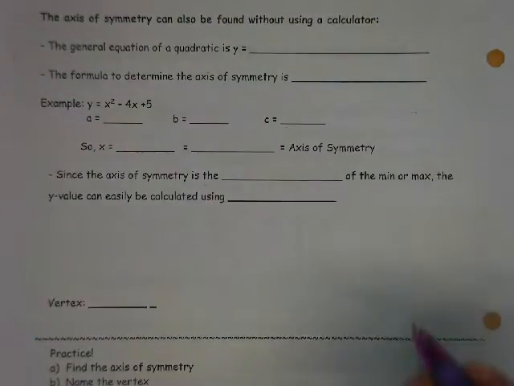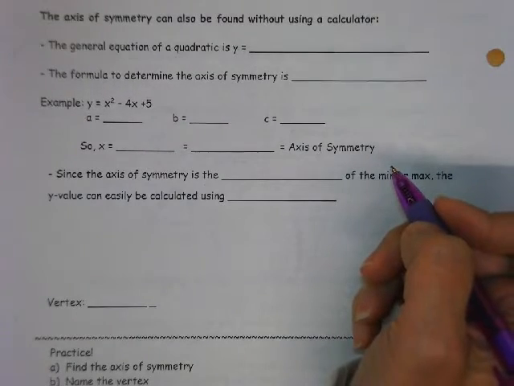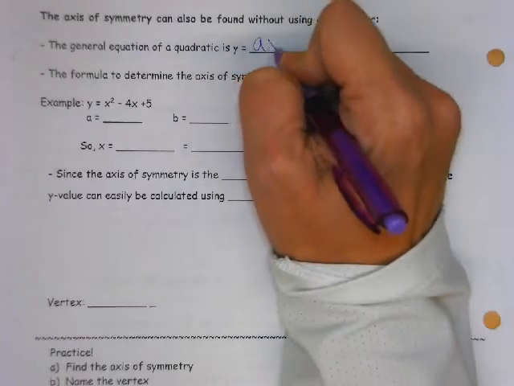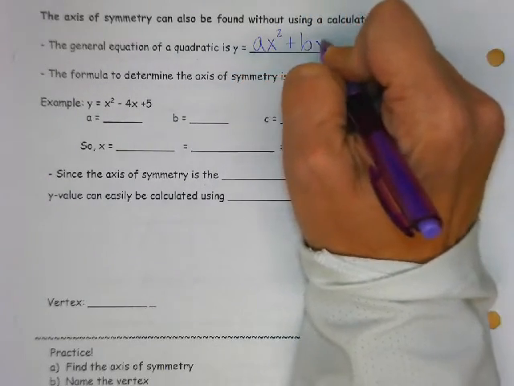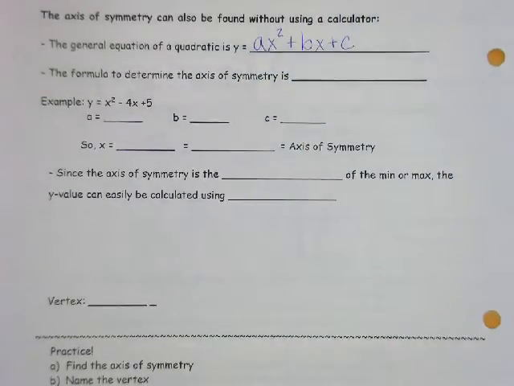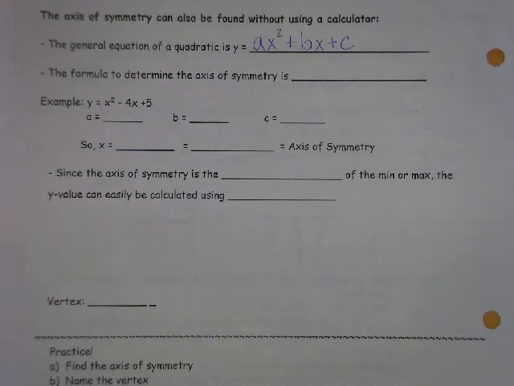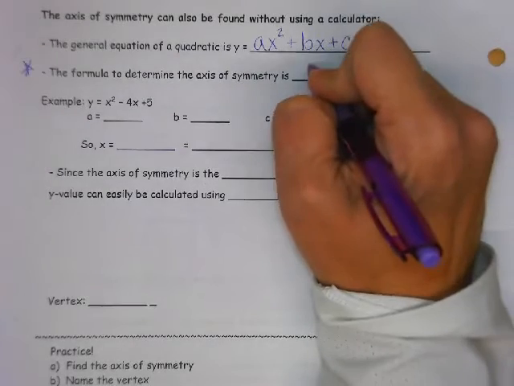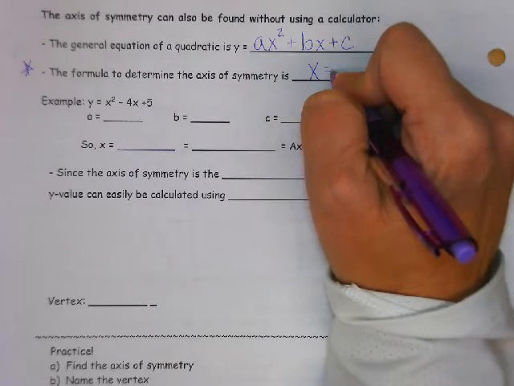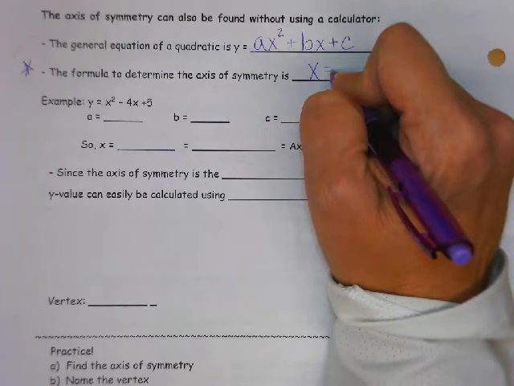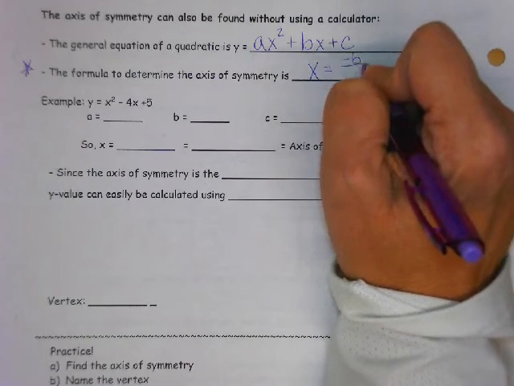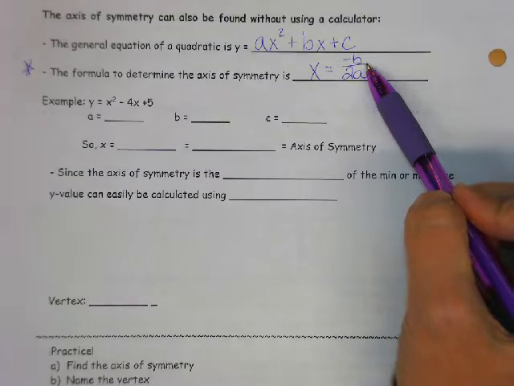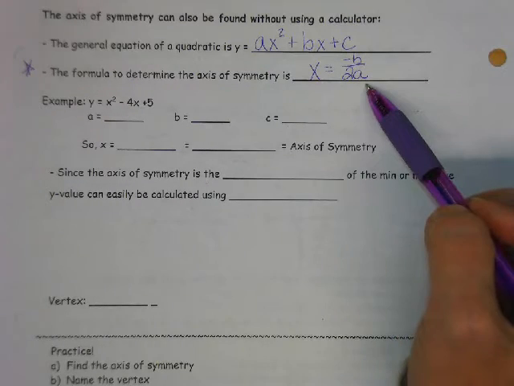The axis of symmetry can also be found without using a calculator. The general quadratic is y equals ax squared plus bx plus c, right? We've seen that time and time again. And the formula for the axis of symmetry, again, this is on your formula chart, is x equals negative b over 2a, because remember, the axis of symmetry is an x equals equation, where b is our middle term in our quadratic, and a is our first term.